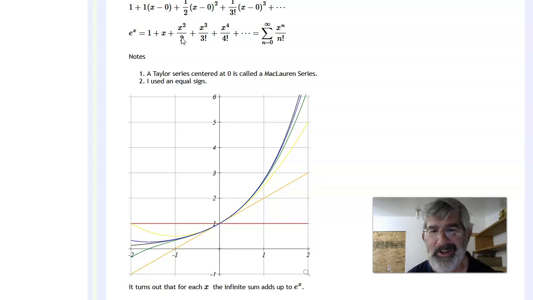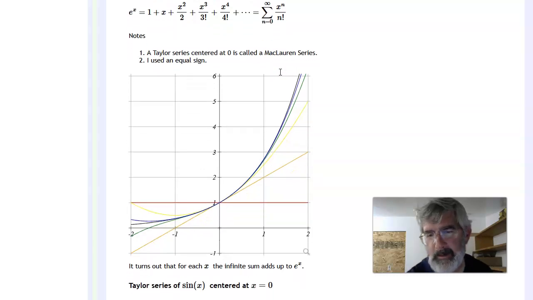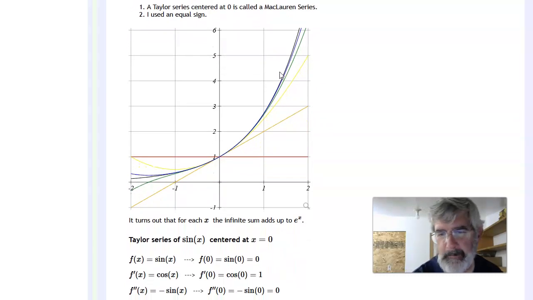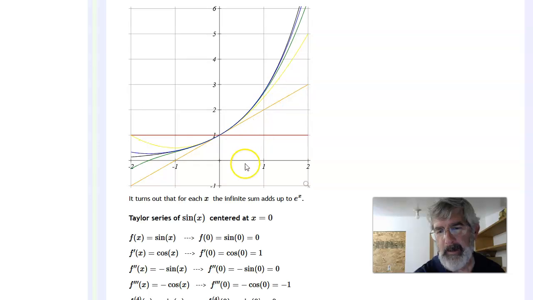Multiplication, subtraction, addition, division, those four things are all essentially just addition or multiplication. And so I can evaluate e to the x by just doing a whole bunch of multiplications and additions. And depending on how accurate I need it, it might determine how many terms I need in the sum. But at least it gives me a way of doing that. Turns out for each value of x, the infinite sum adds up to e to the x.